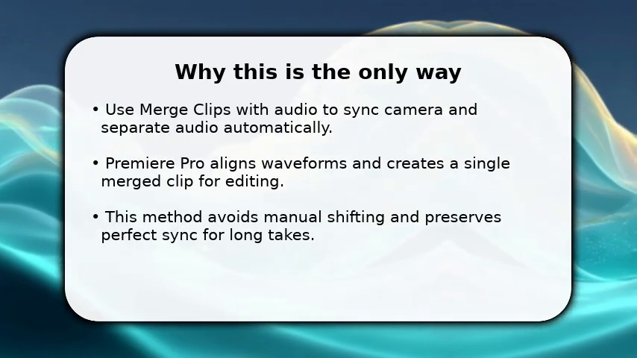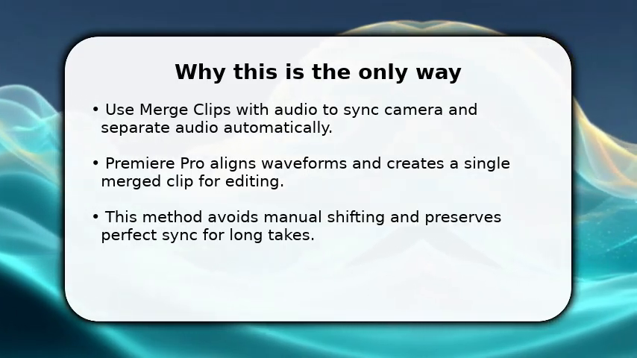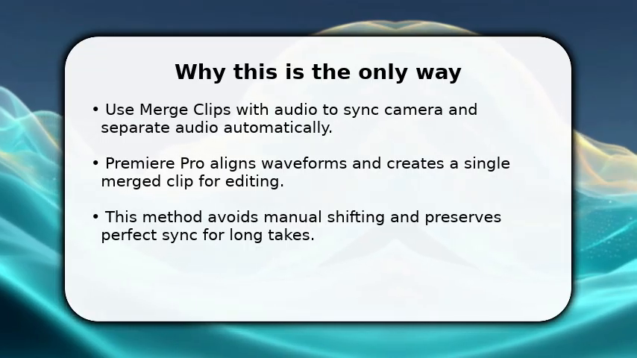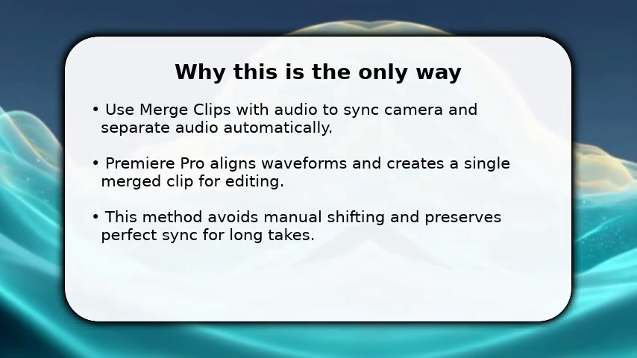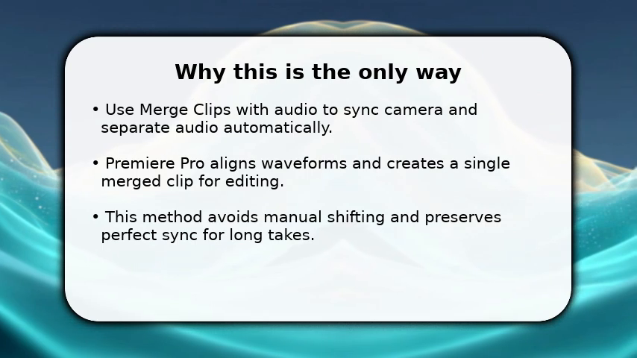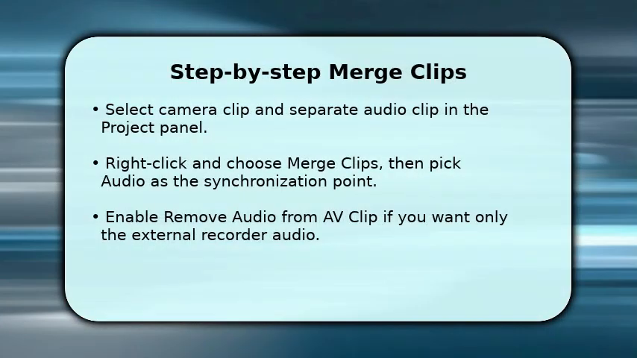You get a single media item that maintains sync even when trimming and moving. This approach beats manual alignment for interviews, dialogue, and event footage every time. Start by selecting the camera clip and the separate recorder audio in the project panel.